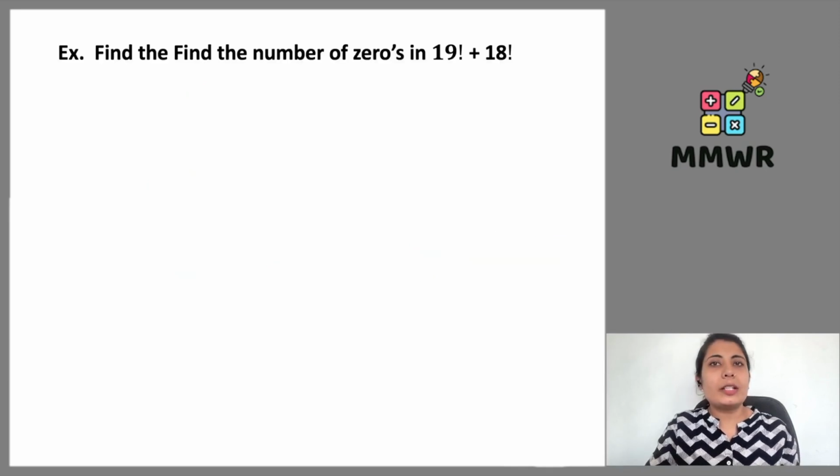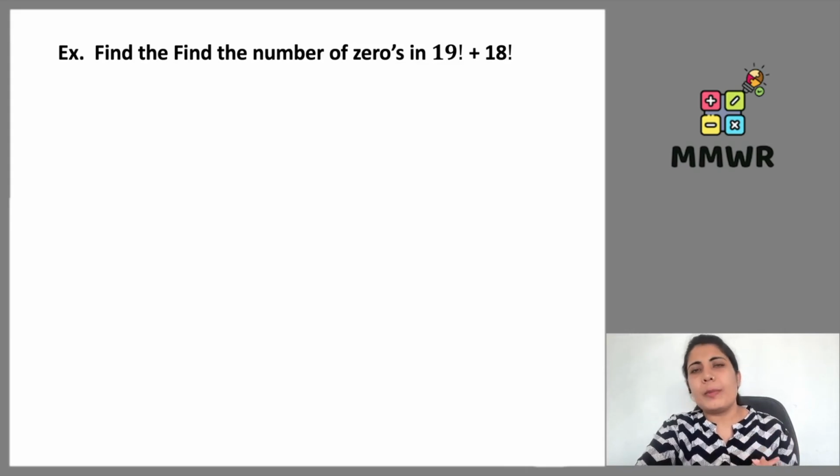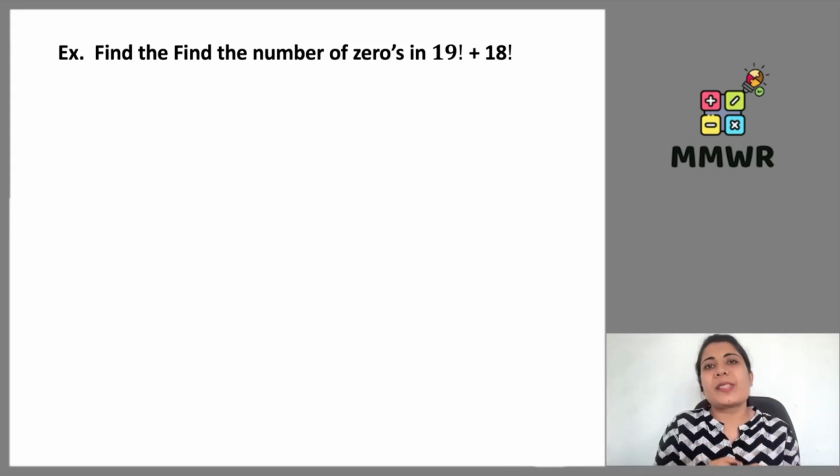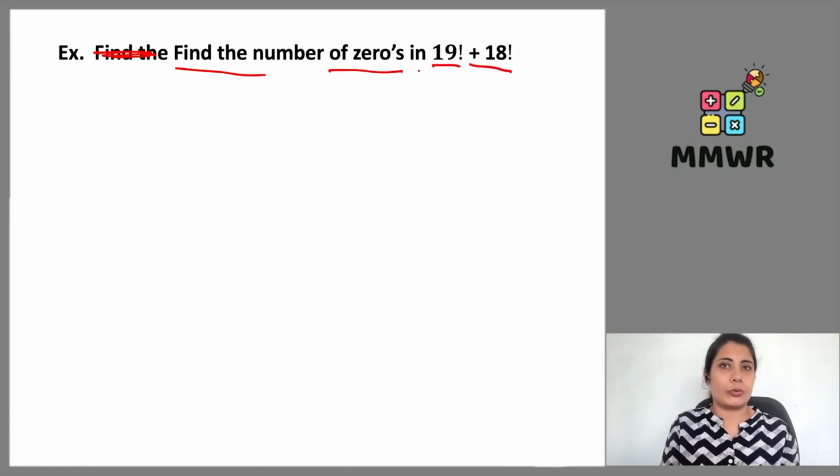Let's move to another problem. Before we move to this problem, I just want to give you some information related to that, about which you are aware but not having any specific notation for it. So what we have to do, we have to find the number of zeros in 19 factorial plus 18 factorial.